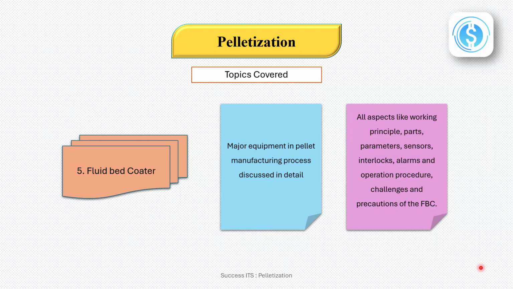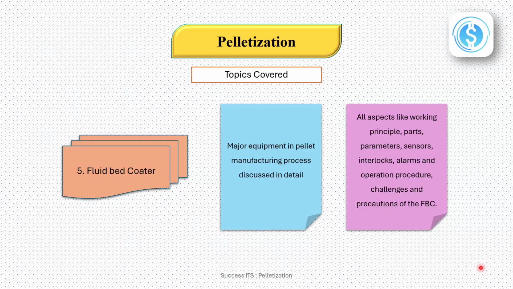In this topic, we will discuss the working principle of the fluid bed coater and understand how pellets are fluidized by heated air while the coating solution is sprayed uniformly onto their surface. We will also learn about the major parts of the equipment, including their function and importance during the operation. Apart from the equipment design, we will cover the critical process parameters such as inlet air temperature, product temperature, airflow, spray rate, atomizing air pressure, and other operating conditions that directly affect the coating quality.